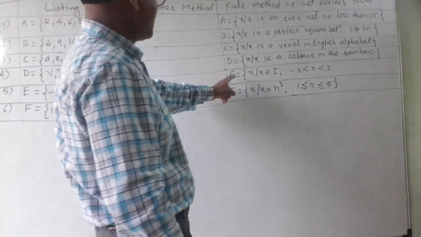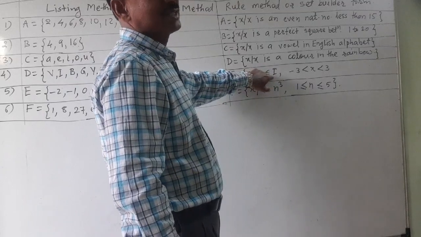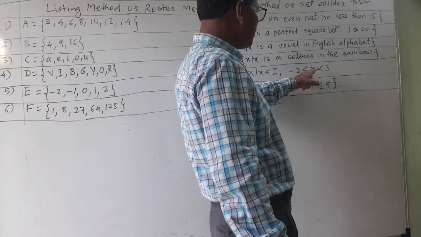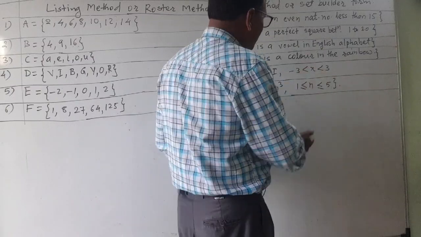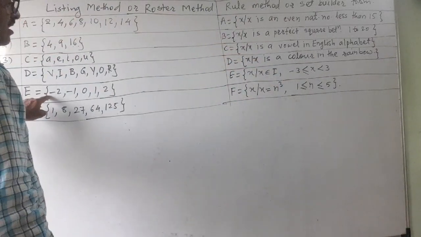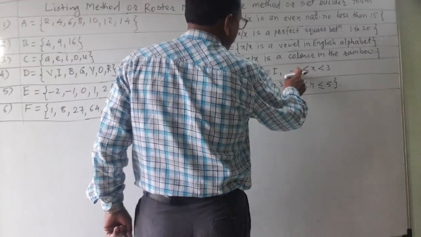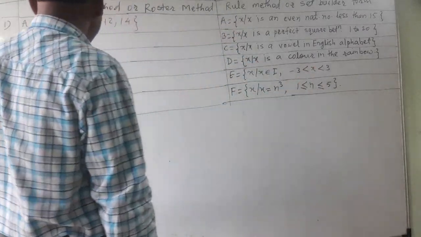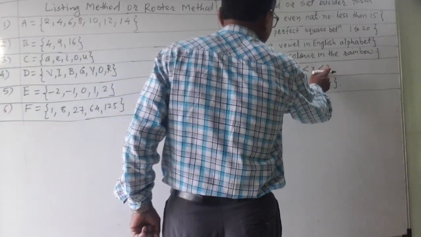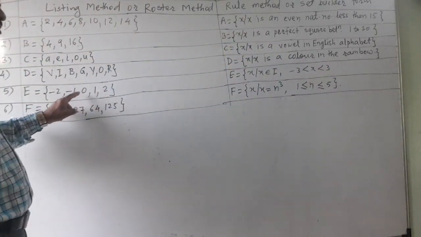Now, E is a set of all x such that x belongs to I. I means the integers. And how is that x? X is between -3 and 3. If it is like this, then our number would have started from -3. But it is not that. Greater than -3. Greater than -3 is -2, -1. And less than +3. Less than 3 is 2. So -2 to 2. 0 is also an integer.